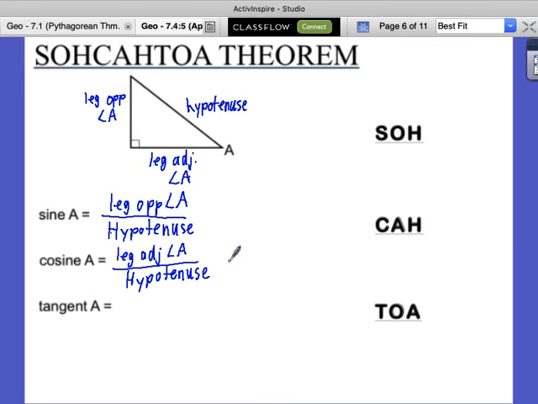We just picked this one angle to start with, but we could also go with angle B, if there is an angle B. The tangent of angle A is the length of the leg opposite angle A over the length of the leg adjacent to angle A.